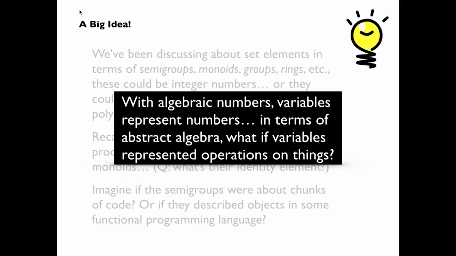Taking this idea a little bit further, remember we talked about variables in equations. We talked about variables being algebraic numbers. To get a little bit more abstract, ergo the name abstract algebra, what if the variables actually represented the operations instead of the numbers? If the variables represented operations on things, we can do a lot more interesting stuff. And that really cuts to the chase of what you're doing with all these semigroups, monoids, etc.